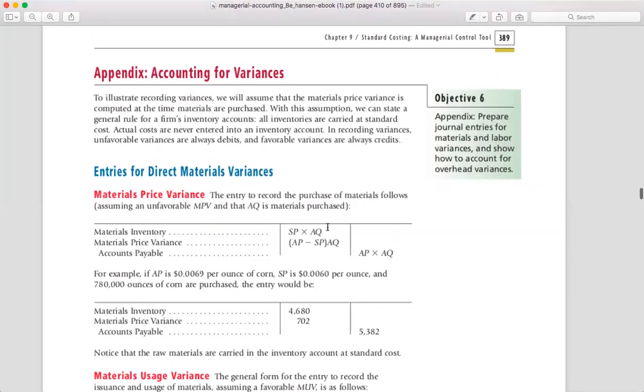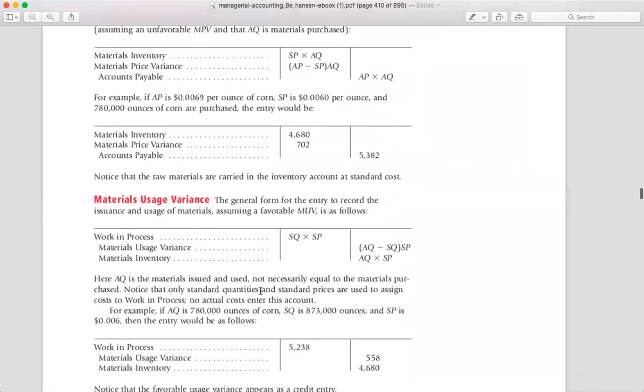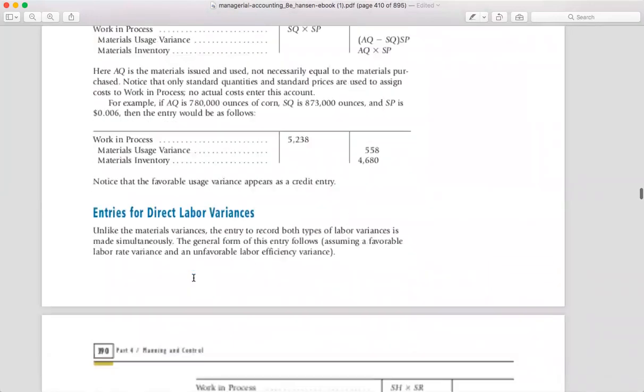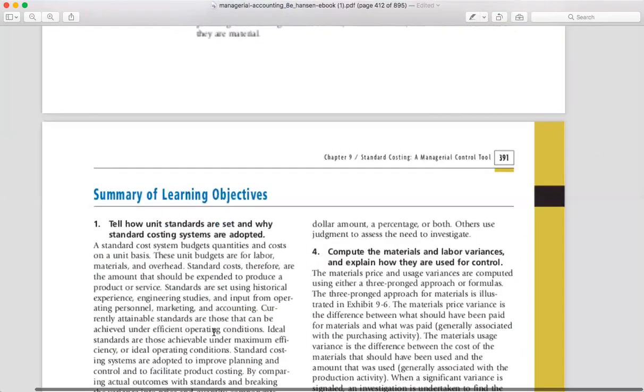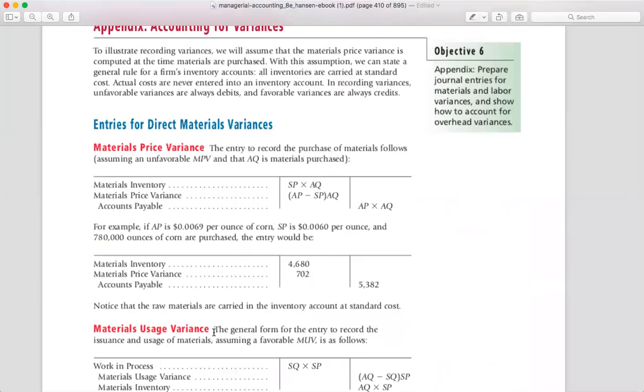This is the appendix for when you want to prepare the journal entries. I think this one you can just check and then try to analyze it. This is about recording the material usage variance: work in process debit and this amount in credit, followed by another entry. Okay, I think it's enough for the variance analysis.